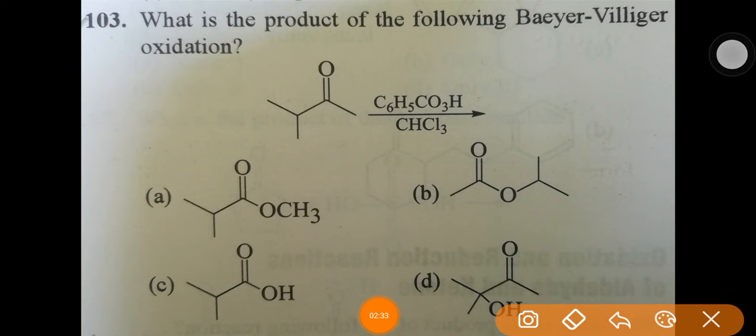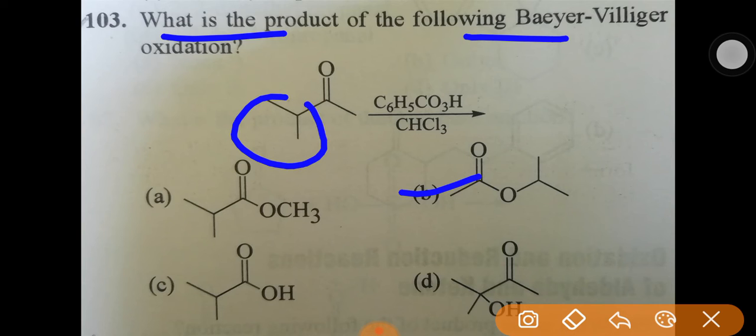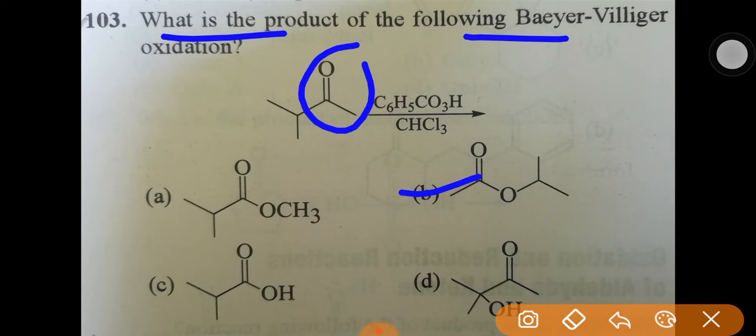Let's move to the next question. Again, this is the question of Baeyer-Villiger oxidation, because here a peroxy acid is given as the reagent. What is the product of the following Baeyer-Villiger oxidation reaction? Here the answer is B. The peroxy acid will insert the oxygen according to Popov rule. This is the more substituted chain. So this keto group will go with the less substituted chain. That's why the answer of this question is B.